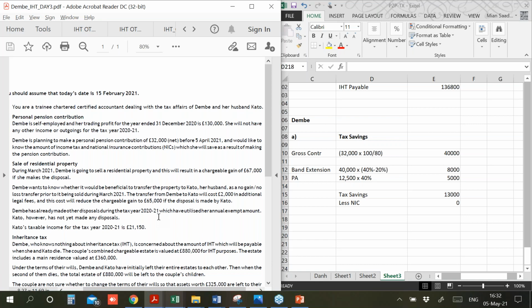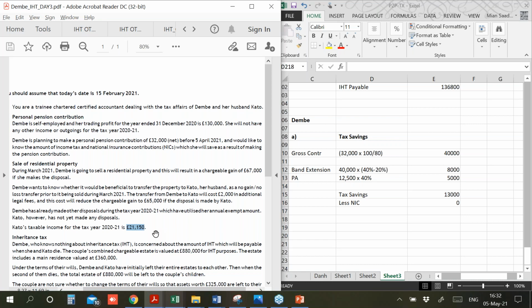The second is that we can see from the first part that Dembe is a higher rate band taxpayer. But for Kato, his taxable income is mentioned here, which means some of his basic rate band is left. So there are two advantages that we can take. However, the disadvantage is that there will be a tax saving, but they have to incur 2,000 as well to transfer the cost to each other.